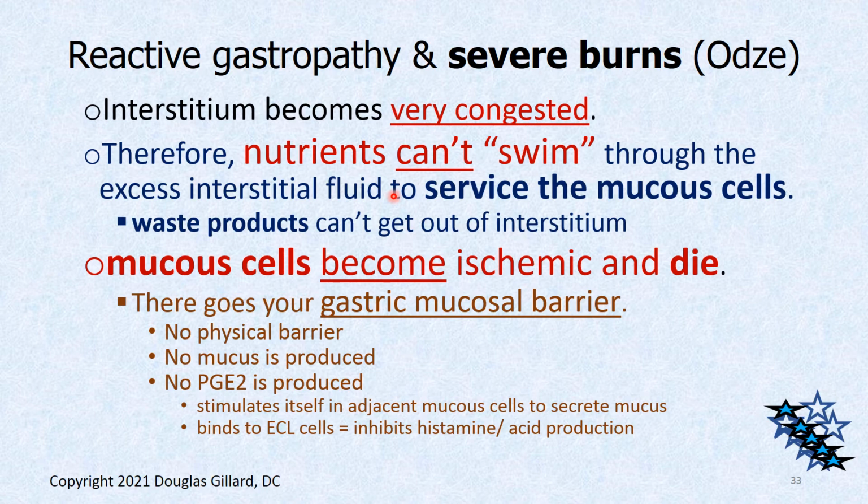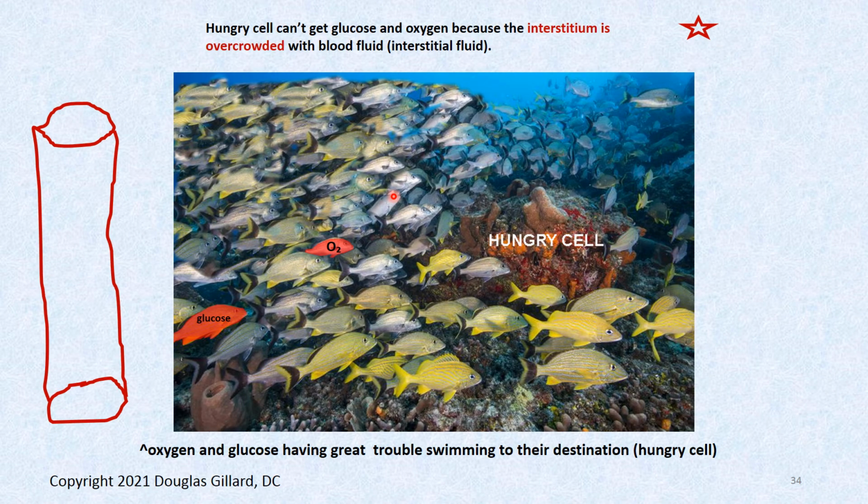And we know how those mucous cells are so important, right? They secrete mucus. They turn off acid via PGE2. Well, PGE2 stimulates them. Remember we talked about all this, how PGE2 has an autocrine and exocrine function. It stimulates itself to produce mucus and bicarbonate, and it goes over and binds to ECL cells and shuts them down. So it slows the production of acid. So all that is gone, you're going to be in trouble.